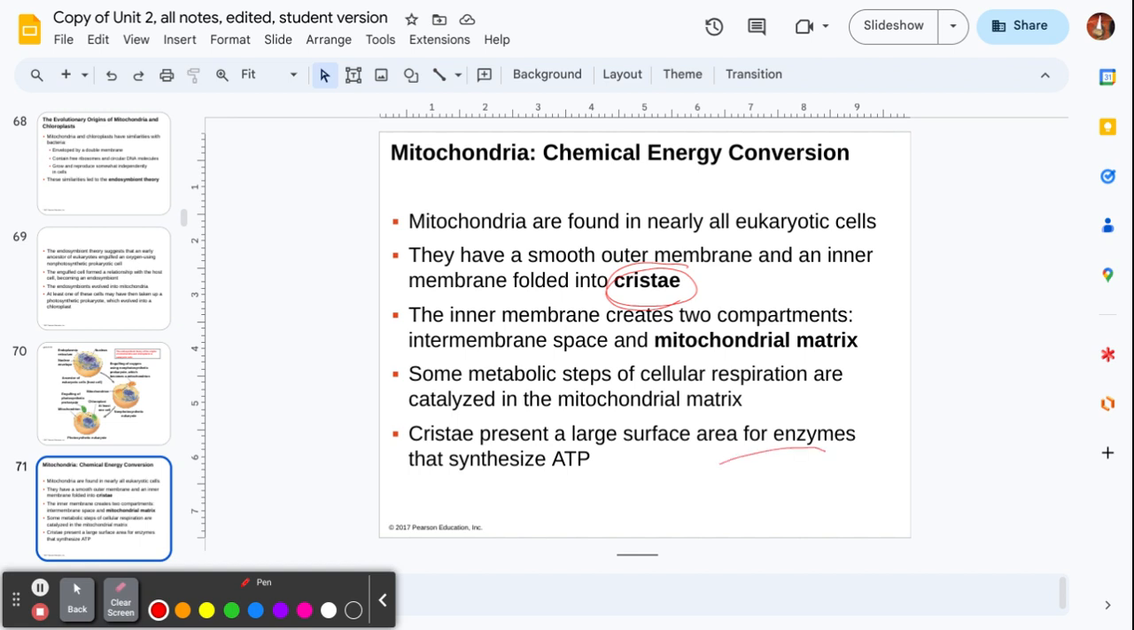So they have an outer membrane. It looks kind of like this, and then an inner membrane that is, and this is what they mean by folded. Like that. That's poorly drawn, but you get the idea. While I'm here, let me point out that when I have all of those folds, what do I do to the surface area? Increase it. Good. And what do I keep pretty much the same?